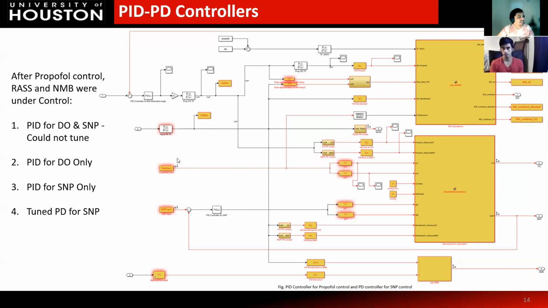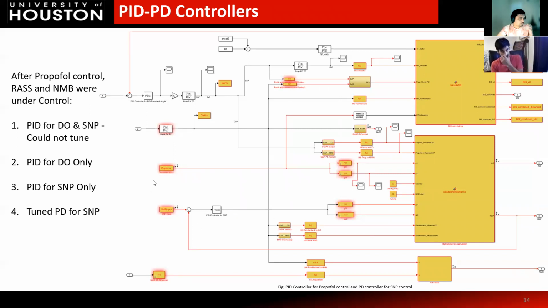The challenge was tuning a controller for dopamine and SNP inputs. And so firstly, we tried to have a PID controller for both of those. But again, since both of those are multi-active with different components in the simulator, like the cardiac output and the mean arterial pressure, fixing one of the PID controllers would always mess the other one up.